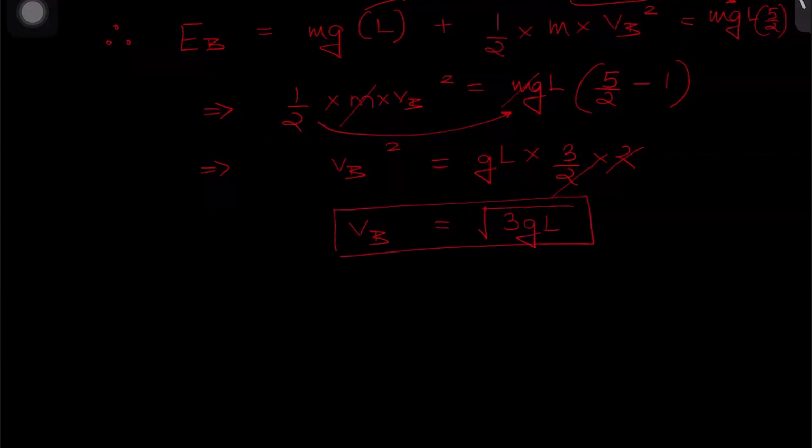Fine. So we got the value of vB, the value of v0, and the value of vC at the specified locations in terms of gravity and length.